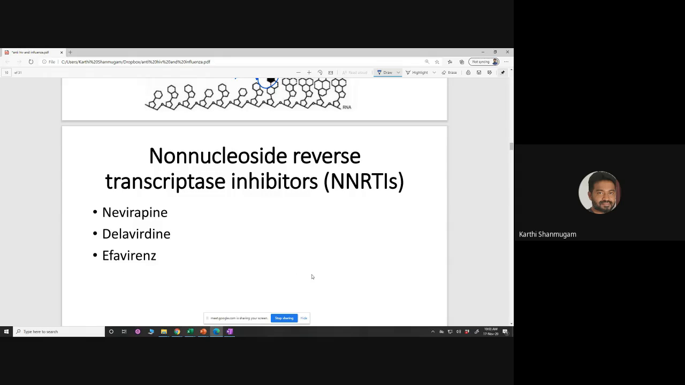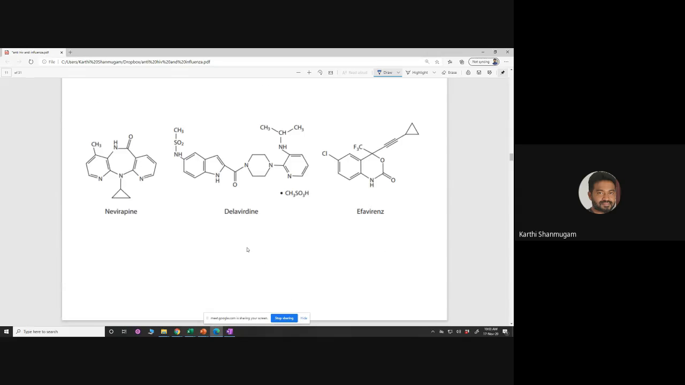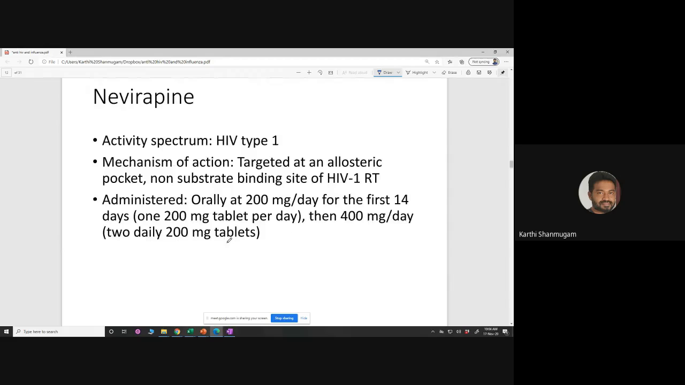Coming to the next class of drug molecules, the non-nucleoside reverse transcriptase inhibitors. So far what we discussed are nucleoside reverse transcriptase inhibitors; this is a non-nucleoside class. These are the examples I mentioned in my previous lecture. You have to remember at least one or two structures of non-nucleoside reverse transcriptase inhibitors, better the first molecule and the third molecule. Nevirapine is a very successful molecule which acts only against HIV type 1. We cannot use this for HIV type 2.